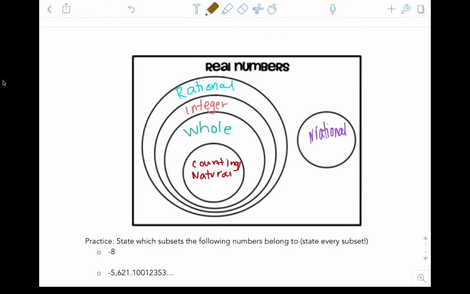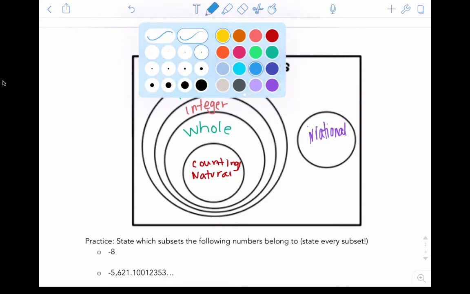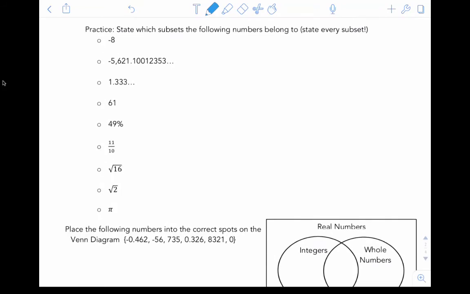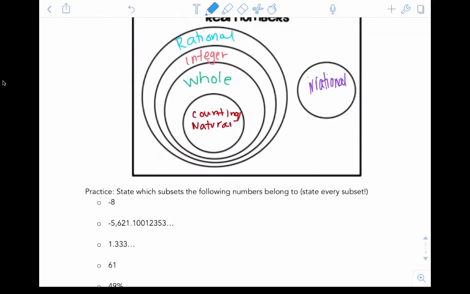All right, so how exactly are we going to use this all? Let's go ahead and go through some examples. You're going to have problems like these. You're going to be given a number and you have to state every single subset that the number belongs to. So let's start with -8. I'm going to start on the outside and work my way in. I'm going to think to myself, is -8 rational or irrational? Well, -8 is rational because it's not a decimal that goes on forever.